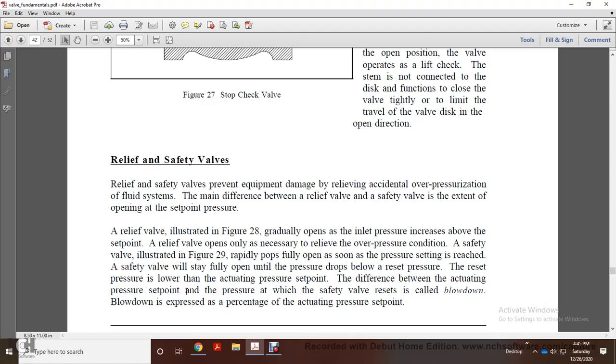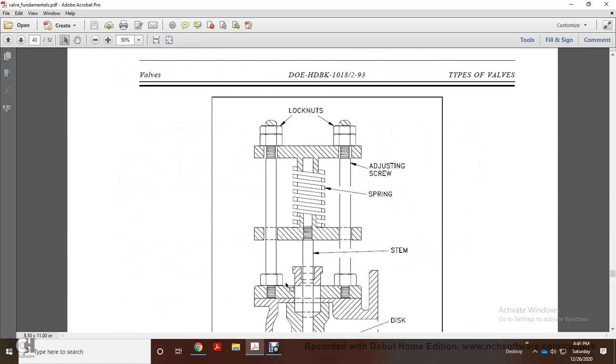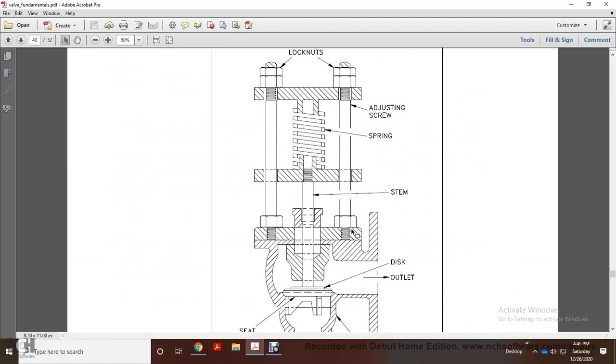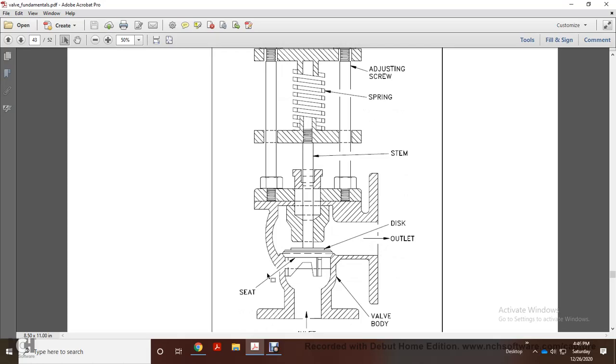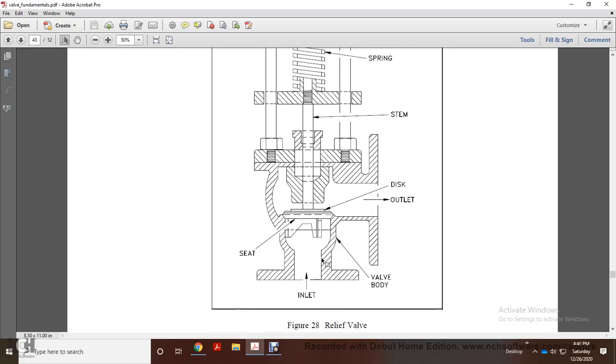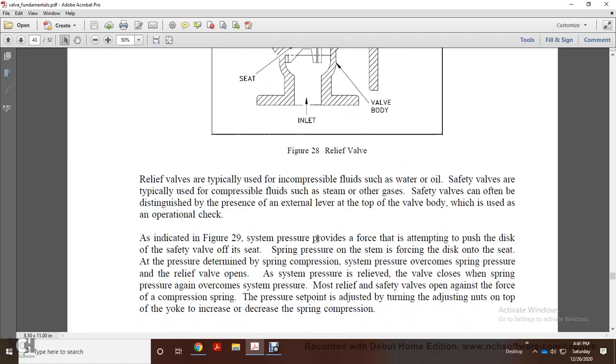The difference between the actuating pressure set point and the pressure at which the safety valve resets is called the blowdown. Blowdown is expressed as a percentage of the actuating pressure set point. The figure shows adjusting screws, springs, lock nuts, the stem, the disc, the outlet, and the valve body of a relief valve. Relief valves are typically used for incompressible fluids such as water and oil. Safety valves are typically used for compressible fluids such as steam or other gases.